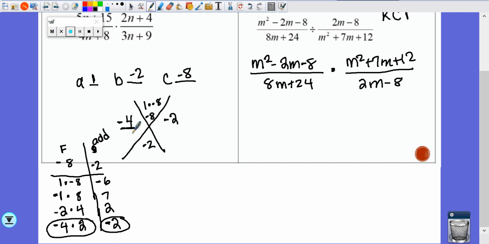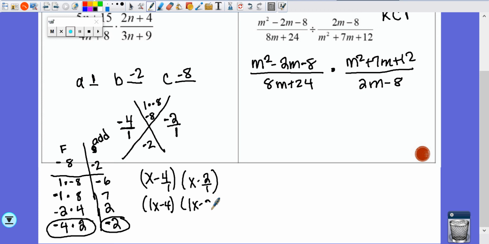And remember, when we learned the X box, you put that over the A, and then to get the factored form, you do x minus 4 over 1 and x minus 2 over 1. 1 doesn't change anything, but we don't like the 1 up under there, so we're going to do the slide rule and put 1x minus 4 and 1x minus 2. You don't have to necessarily write the 1 because -4 divided into 1 is 1, so you just end up with -4 and -2. So you could have just written x minus 4, x minus 2.